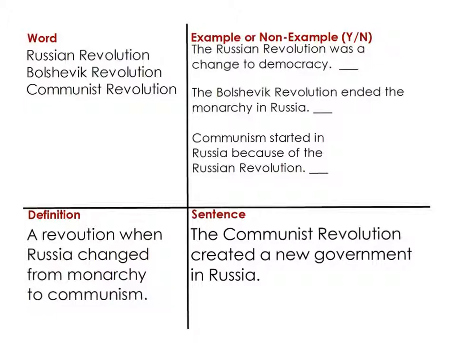Our next vocabulary word you might see written in 3 different ways. One way is the Russian Revolution. Another way is the Bolshevik Revolution. And a third way is the Communist Revolution. Let's say each of these 3 times together. I say it and then you say it. Russian Revolution.